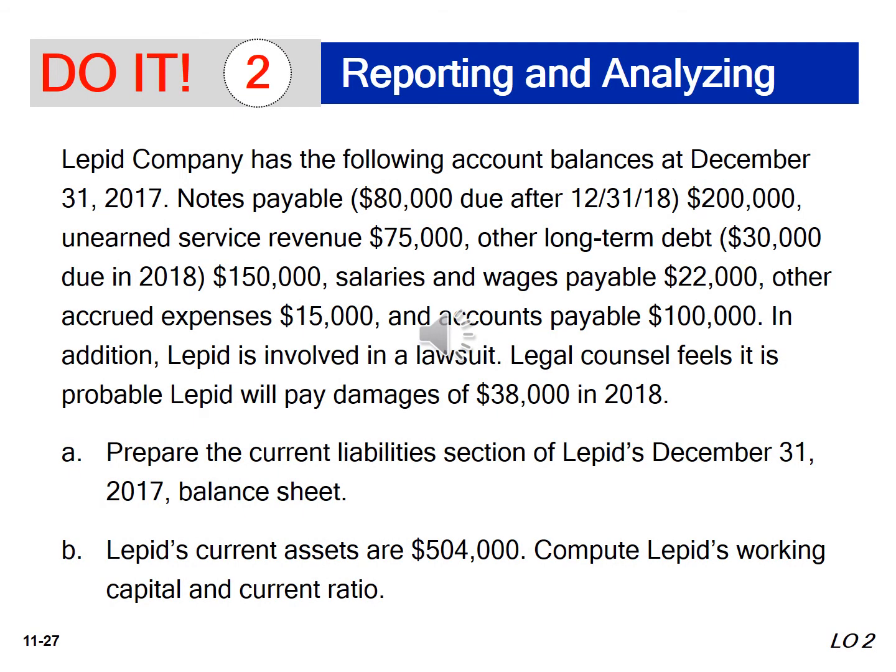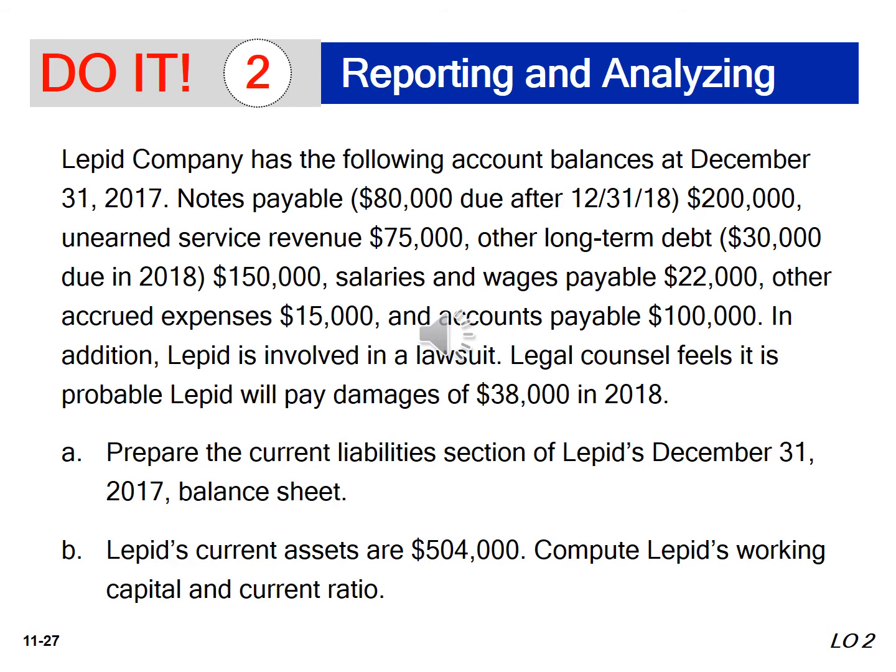Here we have a do-it-yourself exercise that covers reporting and analyzing current liabilities. So let's go over it together. It says Lipid Company has the following account balances at December 31st, 2017. They have notes payable of 80,000 due after the end of December 2018, 200,000 unearned service revenue of $75,000, other long-term debt 30,000 due in 2018, 150,000, salaries and wages payable 22,000, other accrued expenses 15,000, and accounts payable of 100,000.